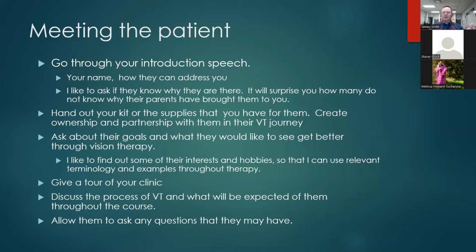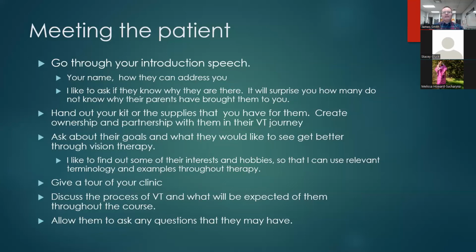Then give a tour of your clinic. If they've only come to see the exam room and the front lobby, I take them through, I walk them around, I show them where the bathroom is, where the drinking fountain is, where side rooms are that we might use for therapy at later times, and really let them be comfortable. They need to be comfortable in their environment before they can really be comfortable in all the things that they're going to do, okay?